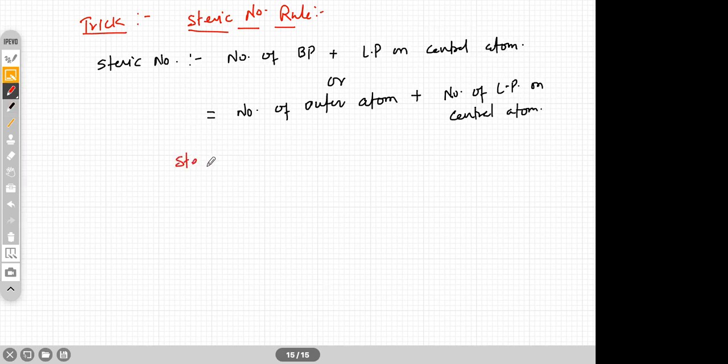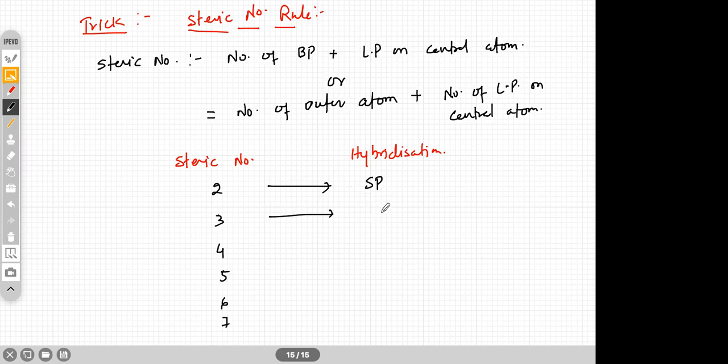You see this table here: steric number and hybridization. With hybridization, you already know what the geometry of the molecule should be. Steric number can be 2, 3, 4, 5, 6, 7. If it is 2, it is sp hybridized. If it is 3, sp2. If it is 4, then sp3. If it is 5, then sp3d. If it is 6, then sp3d2. If it is 7, then sp3d3.